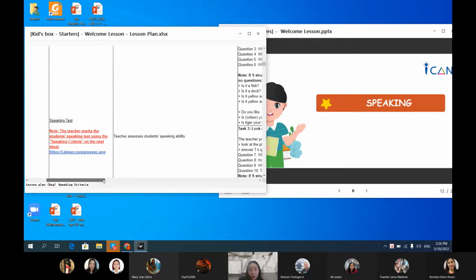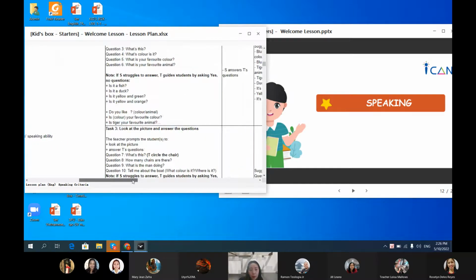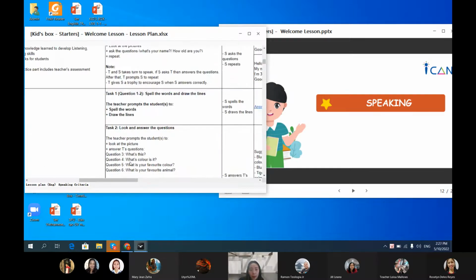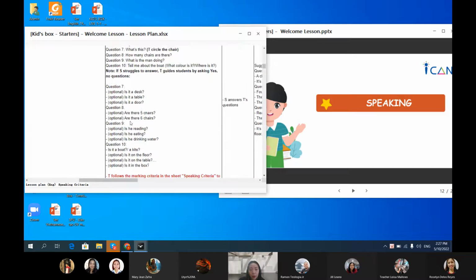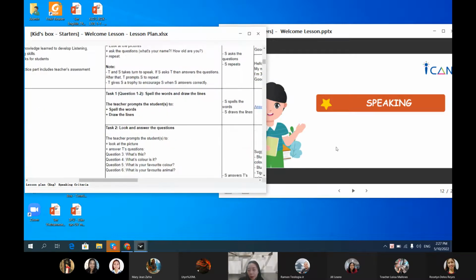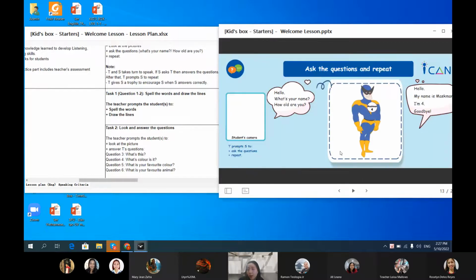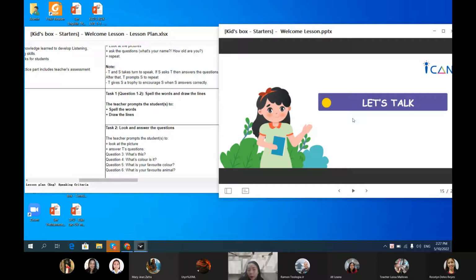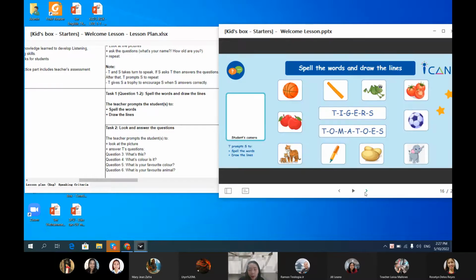And you just need to move a bit to the right side. You can see here is the task one, from question 1 to 3 to question 10, for example. I will just go one by one so it is easier to understand. This is the beginning of the task: ask the question and repeat, what's your name, how old are you, for example. And from here, from "Let's talk," we are going to test them.